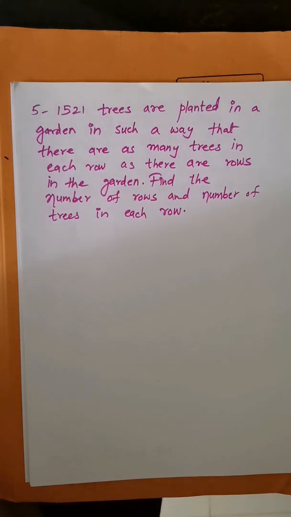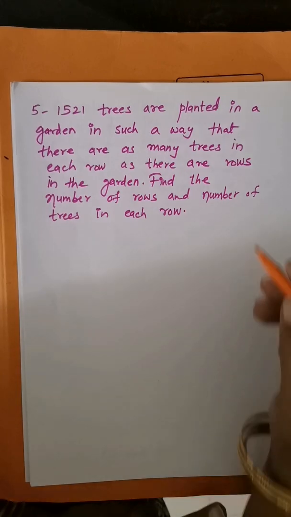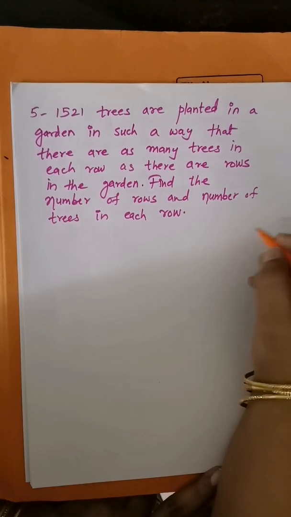1521 trees are planted in a garden in such a way that there are as many trees in each row as there are rows in the garden. Find the number of rows and number of trees. You all know that.